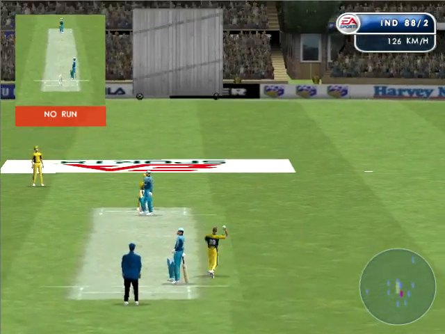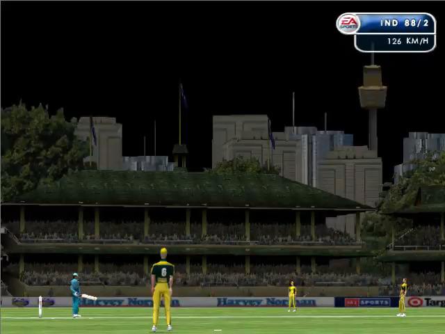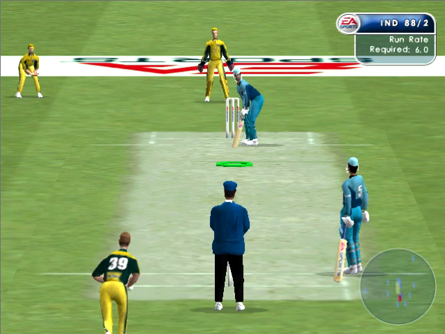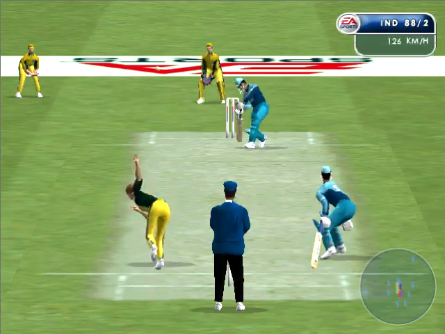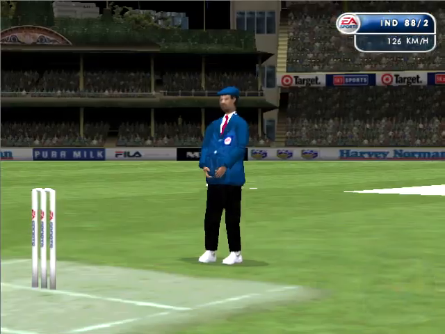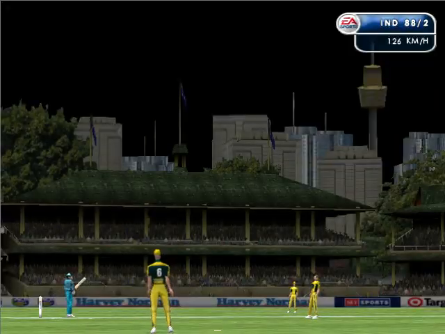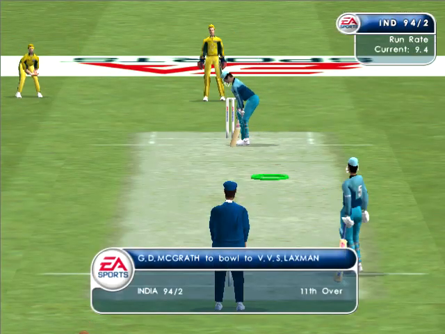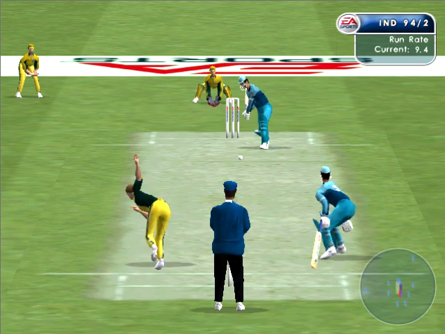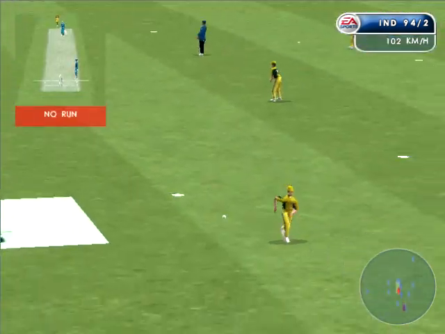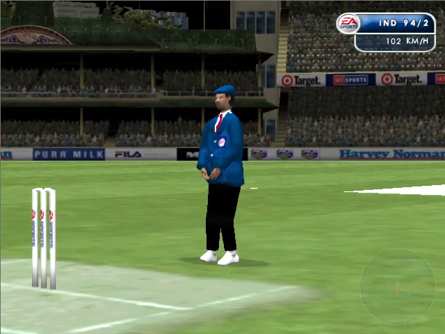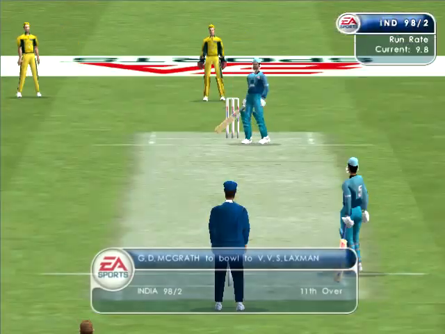Oh! That's cleared the rope. 6 runs. That was still going up as it cleared the rope. It doesn't really matter if it goes in the air if you hit it that far. It's high in the air. Laxman has now moved into the 20s.